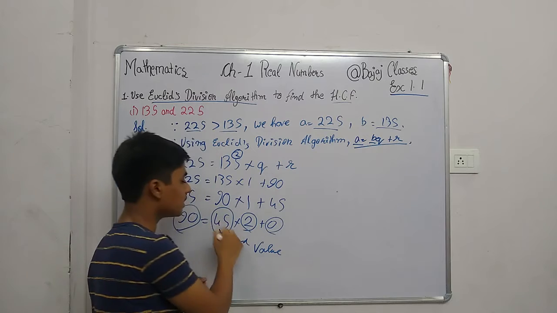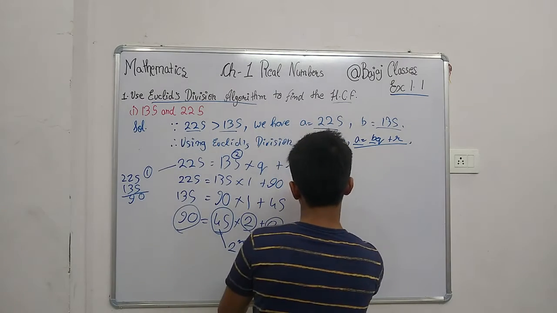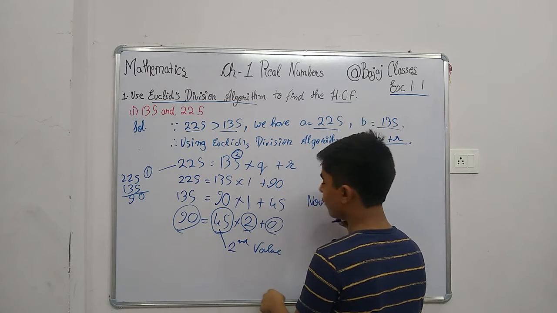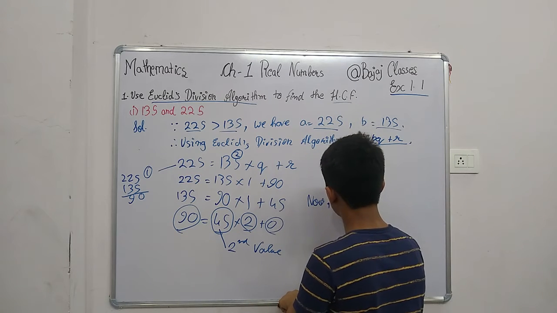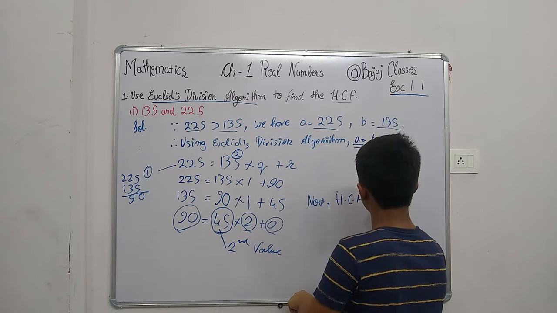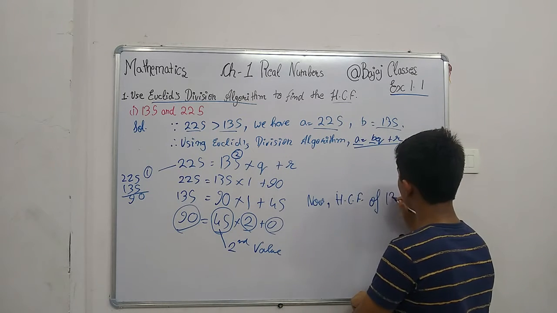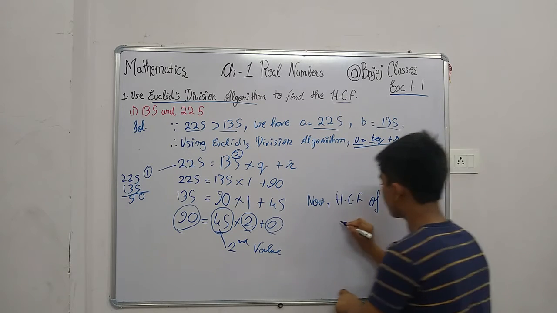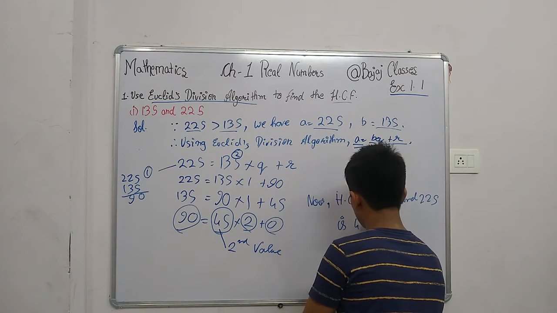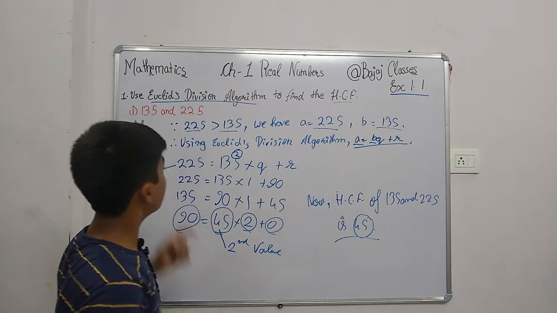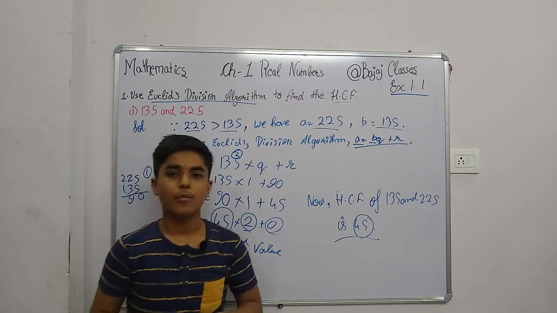So our HCF will be this second value. Now you have to write under this. I don't have space, so I will write here. Now HCF of 135 and 225 is 45. So this is our HCF of 135 and 225.